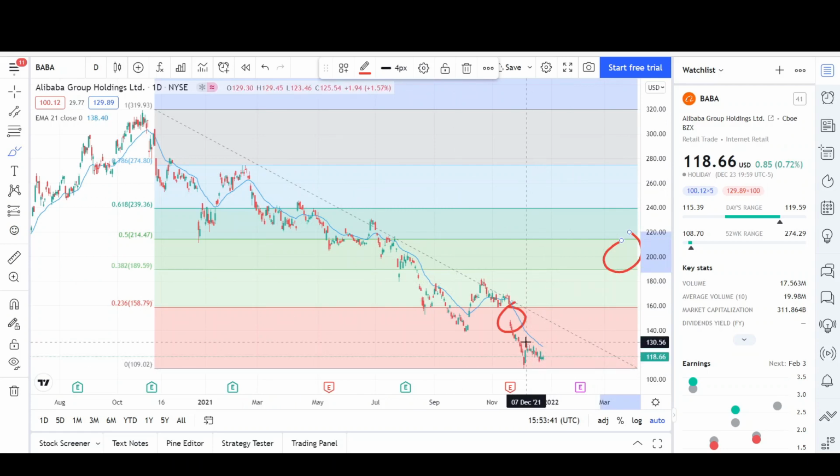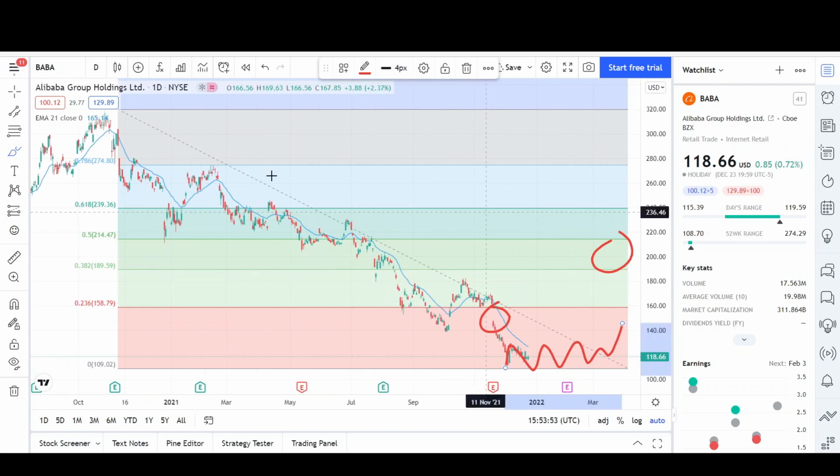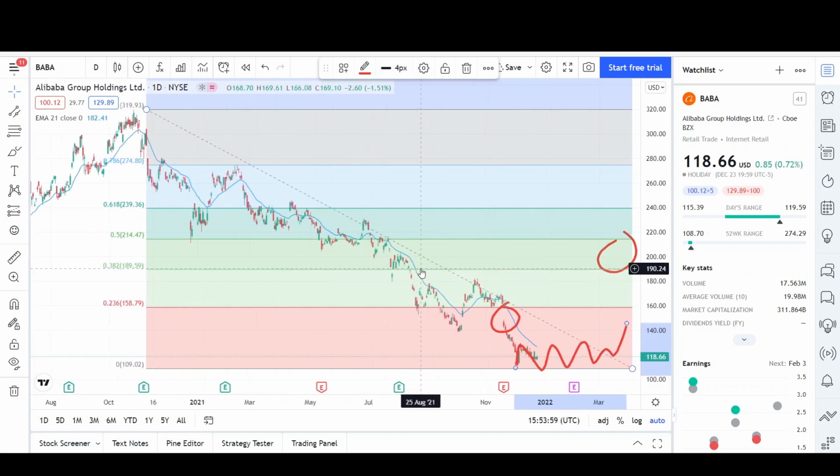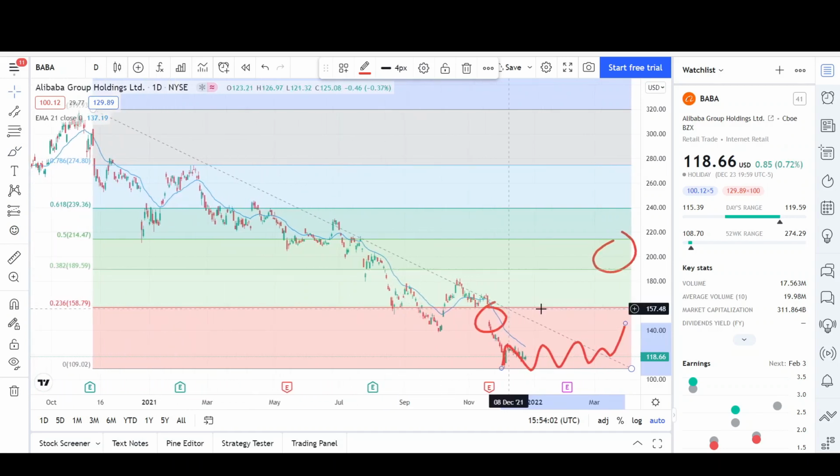Maybe BABA just wants to trade sideways for a longer term, maybe a couple of months, before doing it. But either way, I'm still expecting that bigger correction. There's nothing really fundamentally wrong with this company. It's just been hammered down this past year, but I still expect a reversal. So that's the bullish case.